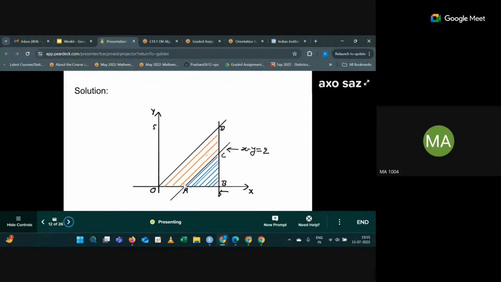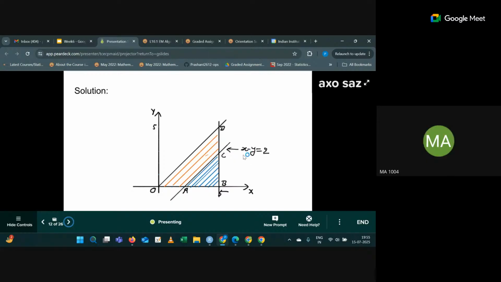So this is the graph. If you see, X is 0 to 5, but Y is restricted till X only. First, I told you, whenever you are asked any such question, just draw a line X equal to Y. So this OBD represents X equal to Y, and this AC represents X minus Y equal to 2.